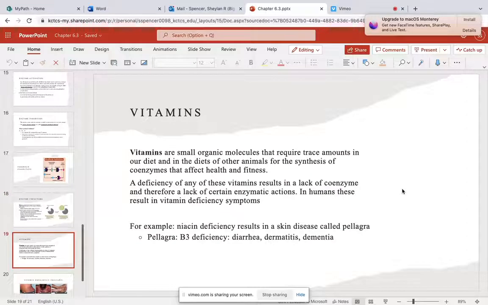Then here I talk about vitamins. Vitamins are small organic molecules that require trace amounts in our diets and in the diets of other animals for the synthesis of coenzymes that affect health and fitness. So I talk about here kind of just what I previously mentioned. The deficiency of any of these vitamins results in a lack of coenzyme and therefore a lack of enzymatic actions. In humans, these may result in vitamin deficiency symptoms.